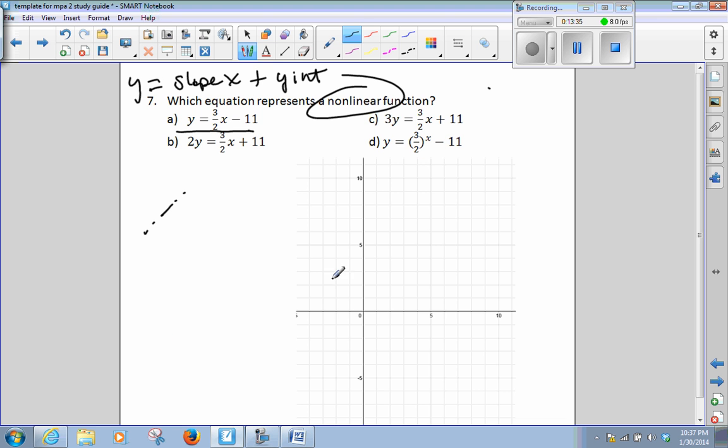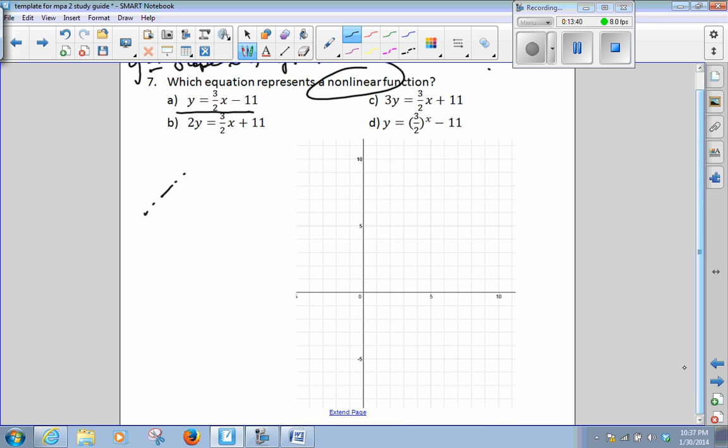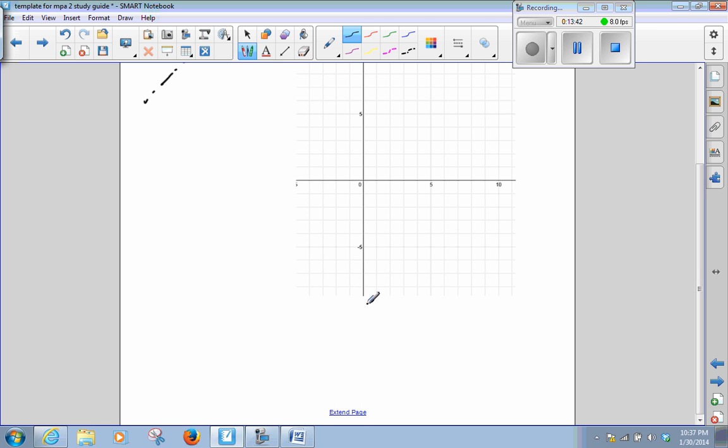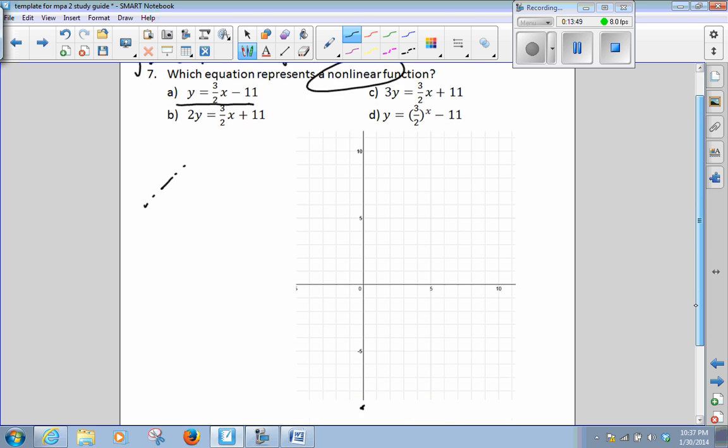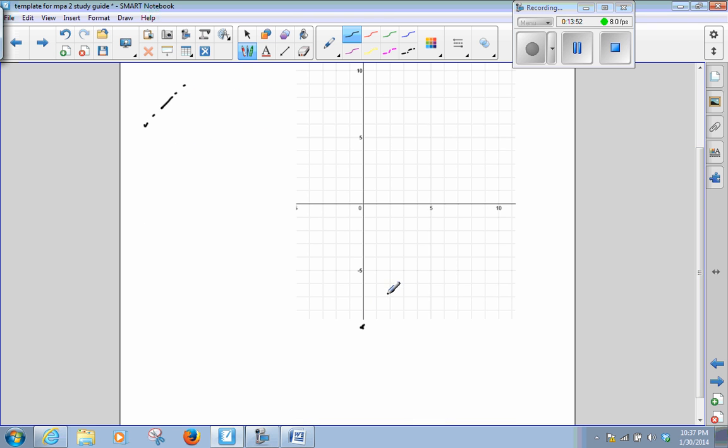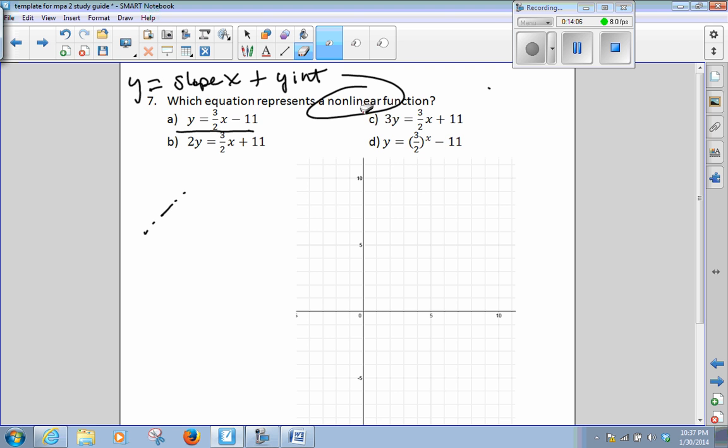Because what I would do is I would go down to the negative 11 on my graph, which actually is not showing right now. I go down here to the negative 11, and then my rate of change says I'm going up 3 and over 2. So then that's how I would make my points. I go up 3 and over 2, up 3 and over 2. So clearly, oh, oops, I didn't go over 2. Sorry about that. So clearly, that's linear. And we're looking for a nonlinear. So that one's not it.